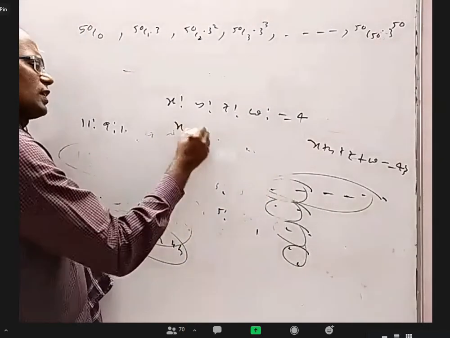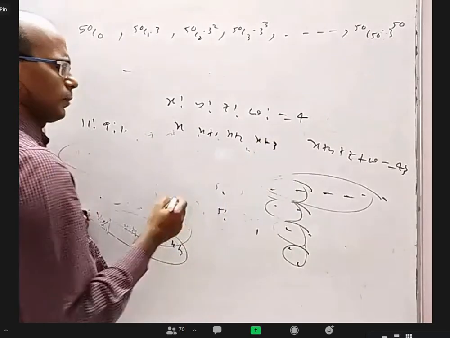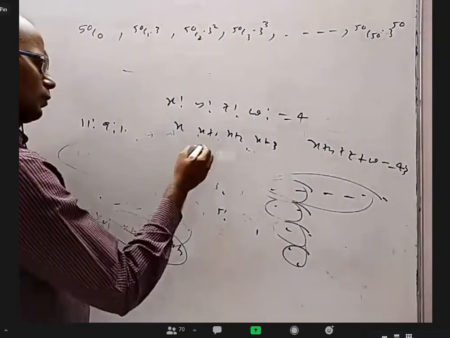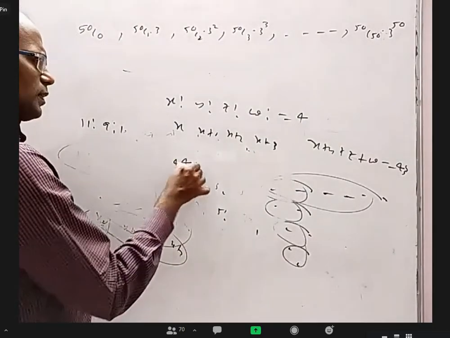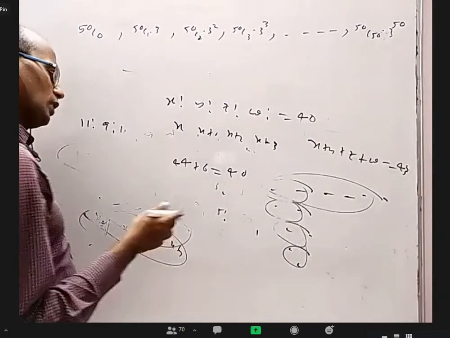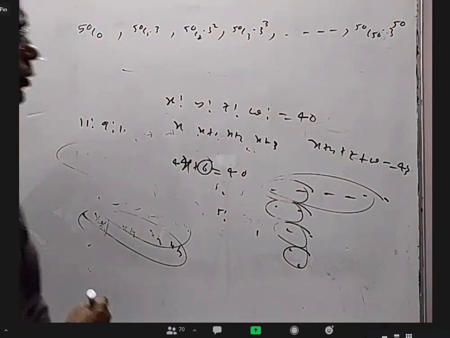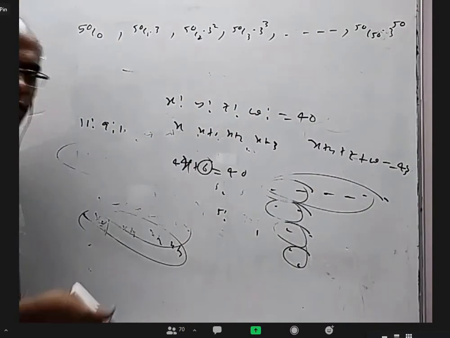Okay, let us see if I take x, x plus 1, x plus 2, and x plus 3, what will come? This is 4x plus 6 equal to 40. 4x plus 6 cannot be 40 because 34 is not a multiple of 4. So if something could exist like that, that is the best and that is the least.